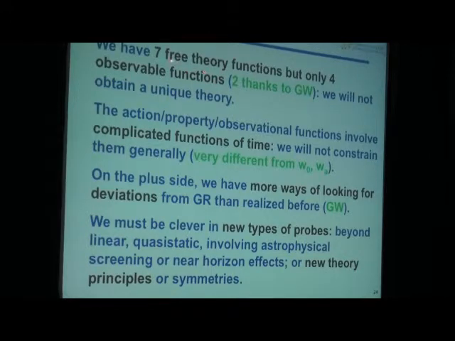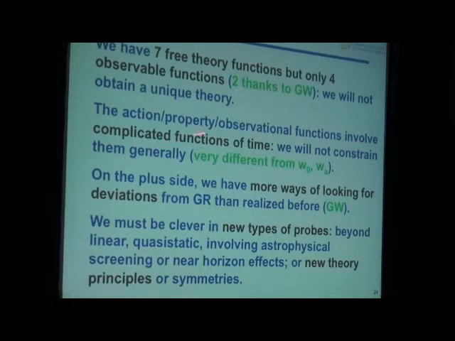So to summarize this part, we have seven free functions in the theory. We only have four observable functions. We're never going to figure out what the exact theory is. Of those four, remember, half of them are actually coming from gravitational waves. We need to observe gravitational waves.